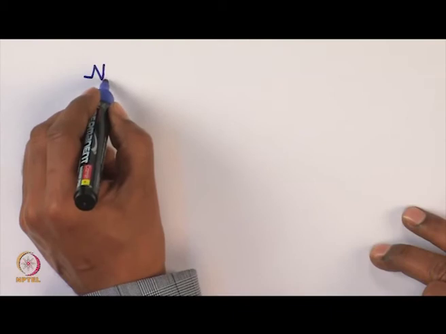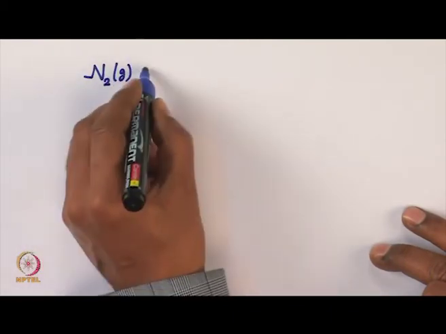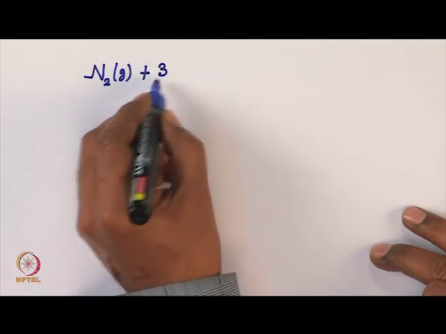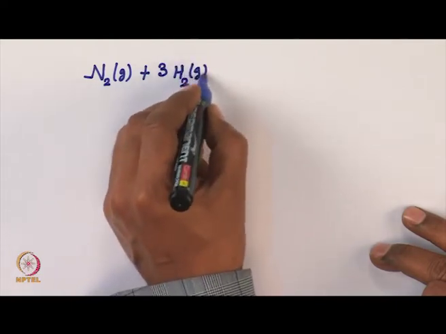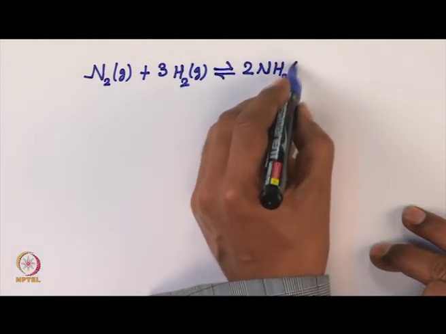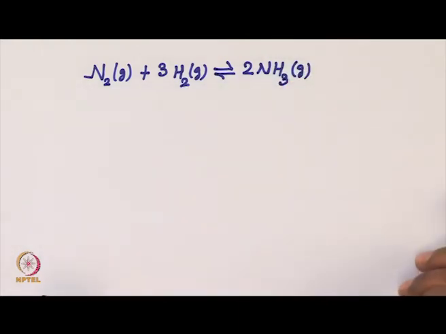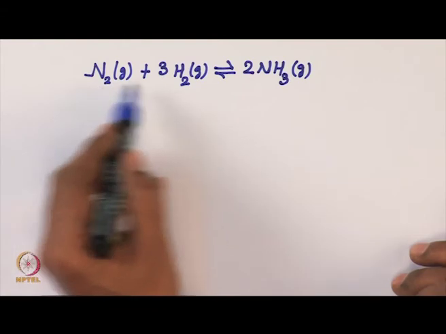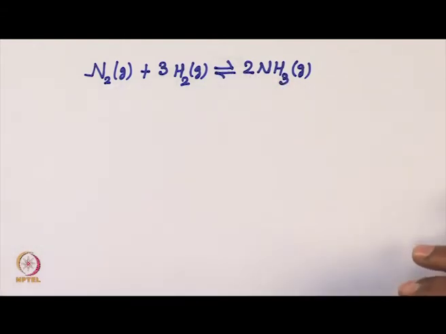So, in order to discuss the effect of pressure on the composition, first I will write the equation: nitrogen plus 3 hydrogen forms 2NH3 gas. I can write 1 by 2, 3 by 2, whatever way you write, the actual final answer is going to be same.